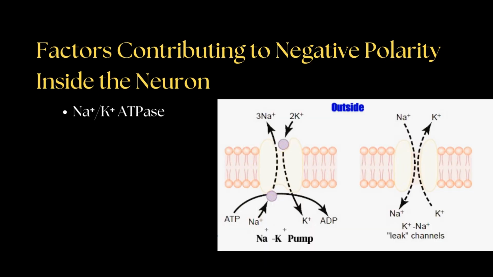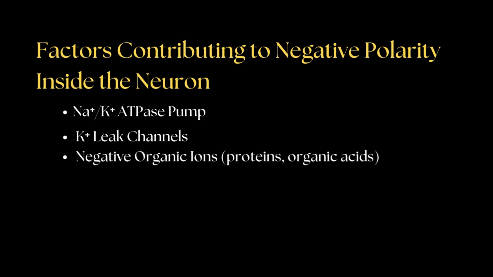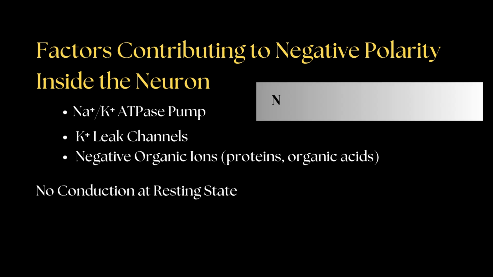The negativity inside the neuron's membrane at rest is due to 3 main factors. The sodium-potassium ATPase pump, which actively transports 3 sodium out and 2 potassium in. The leakage of K+ ions through K+ leak channels causes further loss of positive ions. The presence of negative organic ions such as proteins and organic acids concentrated inside the neuron. These factors together create a negative polarity inside the membrane, and as a result, no conduction occurs at the resting state. As a key characteristic, neurons typically maintain a resting membrane potential of negative 70 millivolts, which is essential for their function.